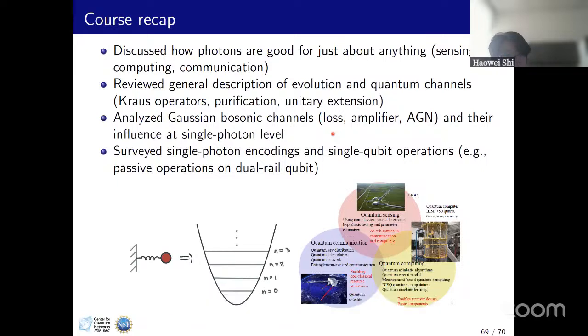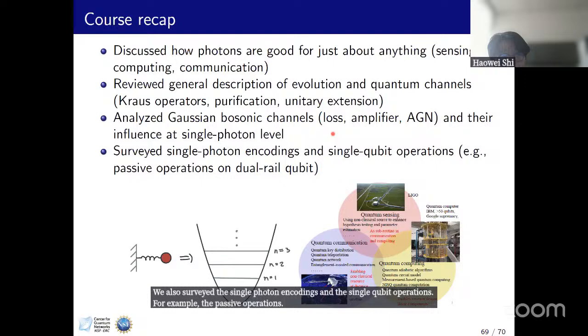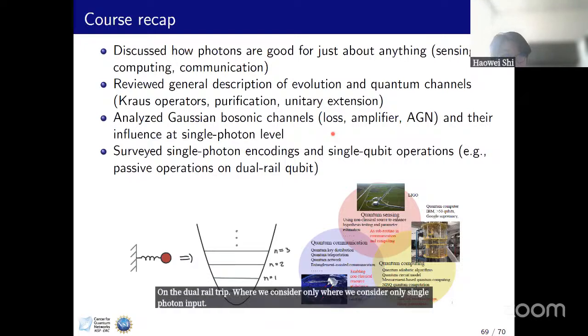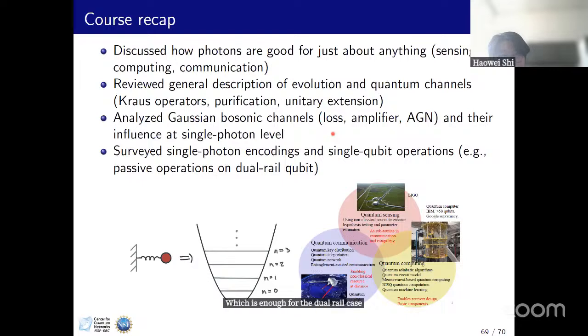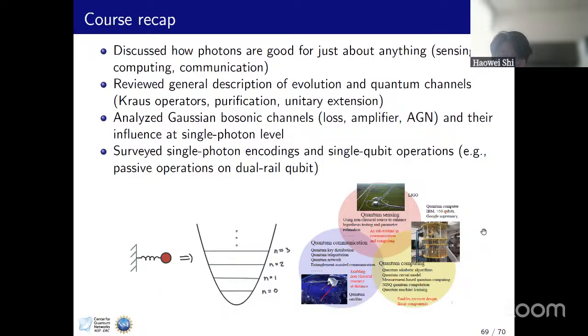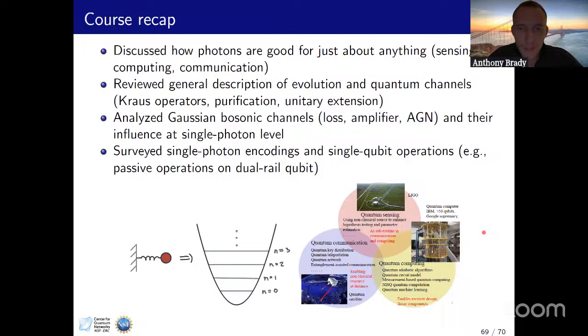We also surveyed the single photon encodings and the single qubit operations. For example, the passive operations on the dual rail qubit, where we consider only single photon input, which is enough for the dual rail case. And we consider the energy conserving operations, the beam splitters and the phase shifters. So yeah, great. I think that's about it.